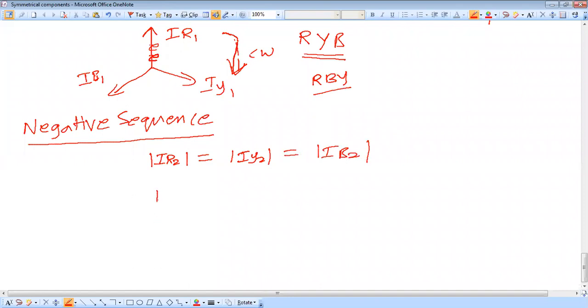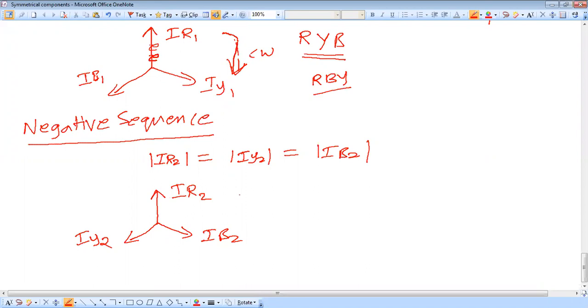Now again, we are going to draw the vector diagram. Again, each phase is displaced by 120 degrees. This is the IR2 vector, this is the IB2 vector, and this is the IY2 vector. Now, what is the balanced system condition? All the phases are equal in magnitude and each phase is displaced by 120 degrees. Suffix 2 is for the negative sequence component: the negative sequence component of R phase, of B phase, and of Y phase.